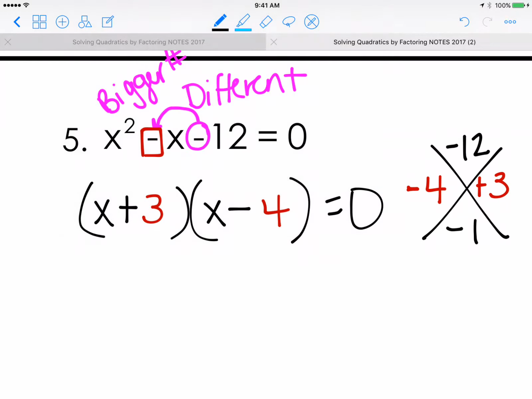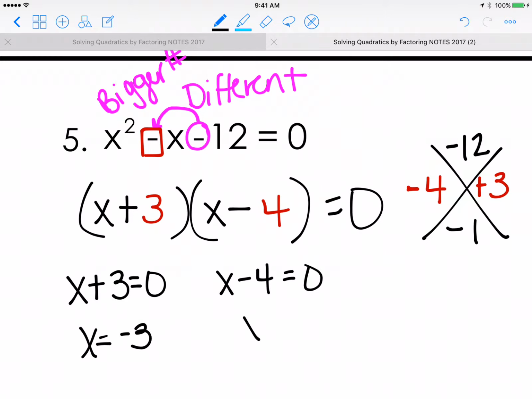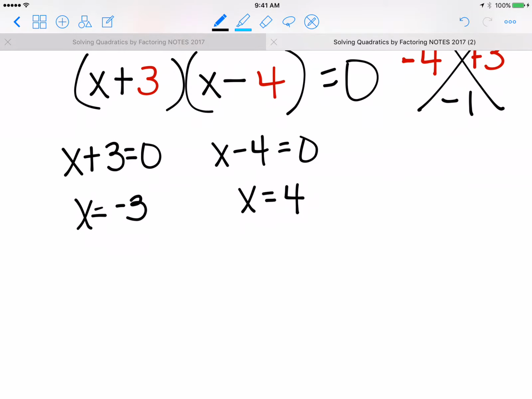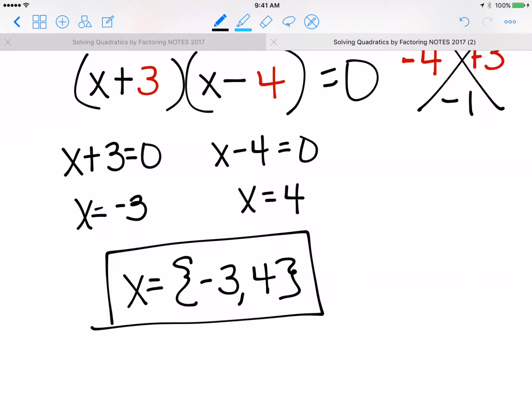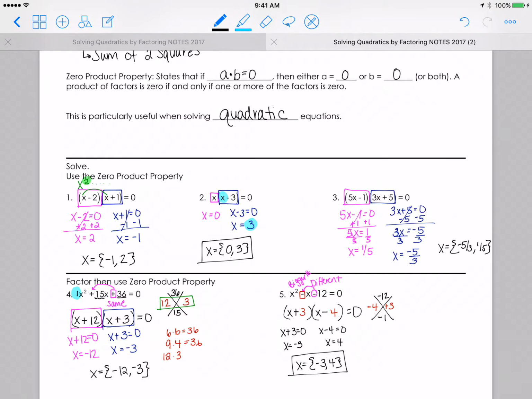So we're going to do the same things that we've been doing. We're going to set each one equal to 0 and then solve for x. So x is equal to negative 3 and x is equal to positive 4. So now we write it as x is equal to negative 3, comma 4. And then we're done. Okay, flip over to the back.